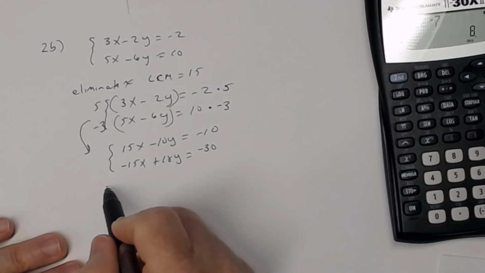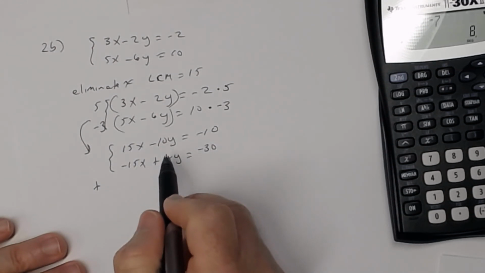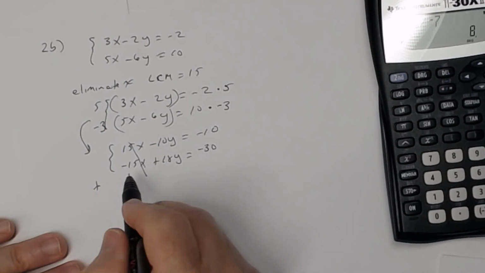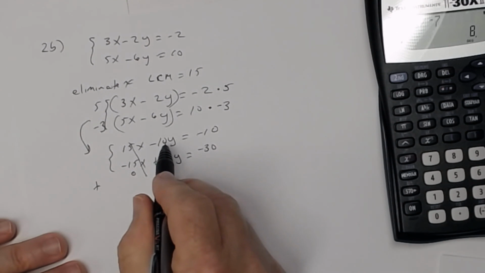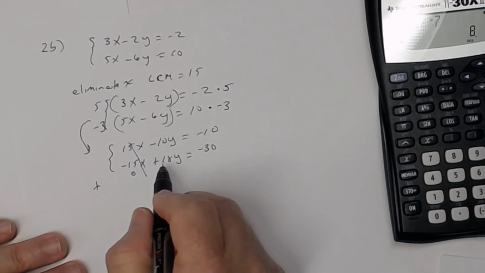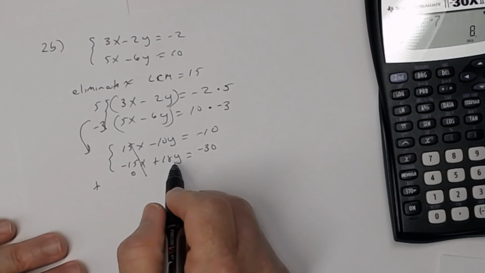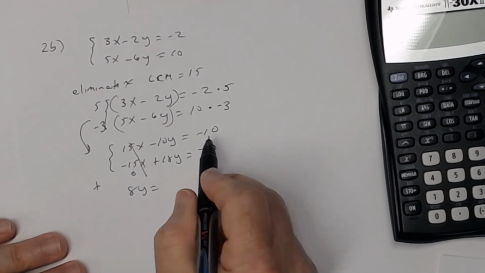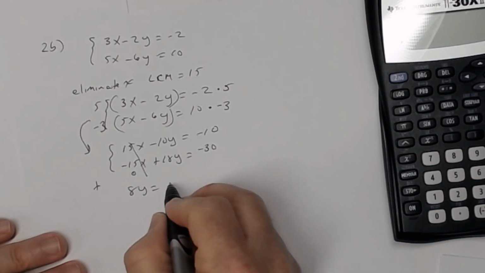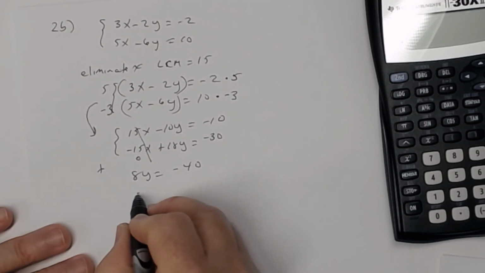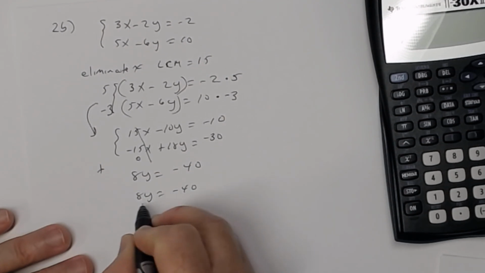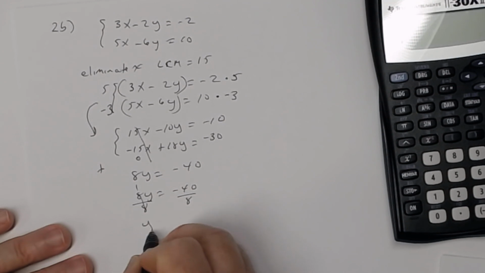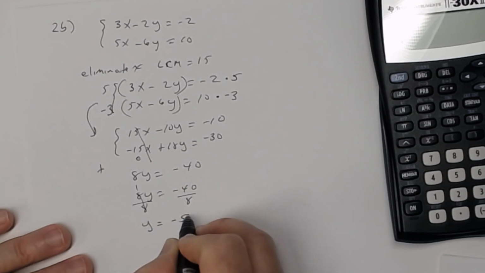Now, at that point, you should be able to add those, and one of the variables should be eliminated, and it should be the x, and it is. Negative 15x and positive 15x is 0. Negative 10y and 18y is 8y. So that is 8y equal negative 10 and a negative 30 is a negative 40. Dividing both sides by 8, I get y to be a negative 5.